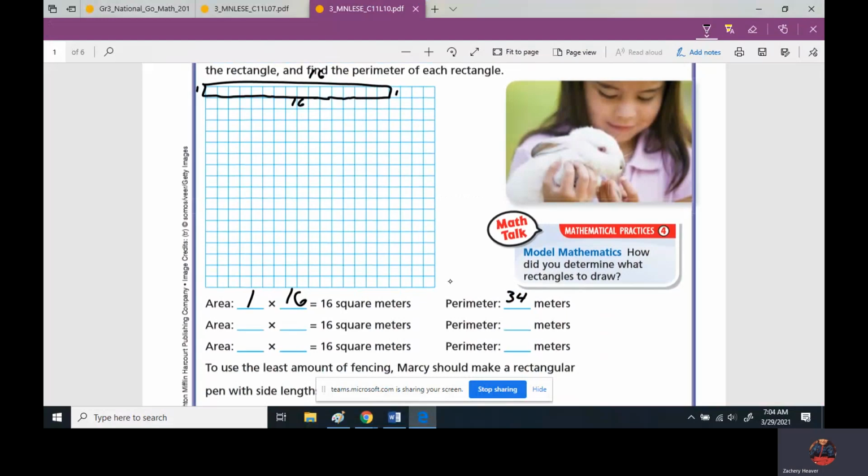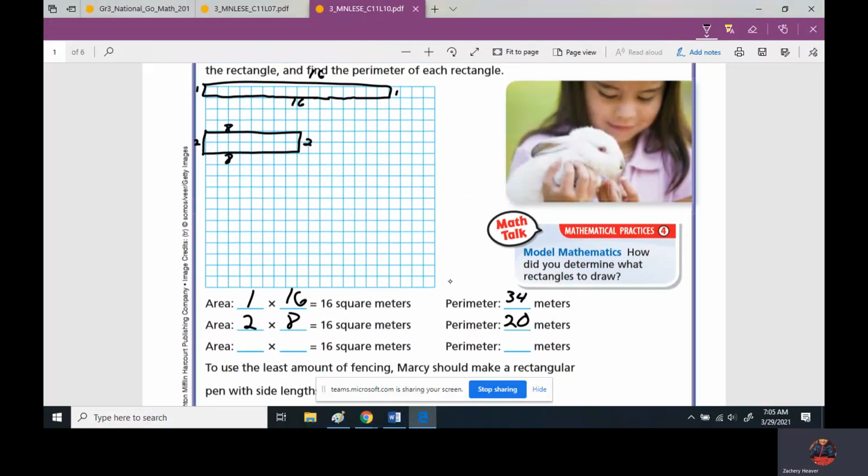Now let's do 2 times 8. So let's go 2 down: 1, 2, then 1, 2, 3, 4, 5, 6, 7, 8, and all the way back. So now we have 2, 2, 8, and 8. 8 plus 8 is 16, 2 plus 2 is 4, and 16 plus 4 is 20.